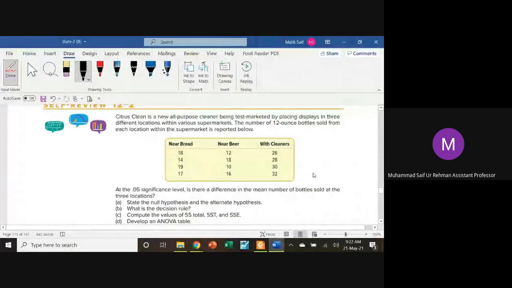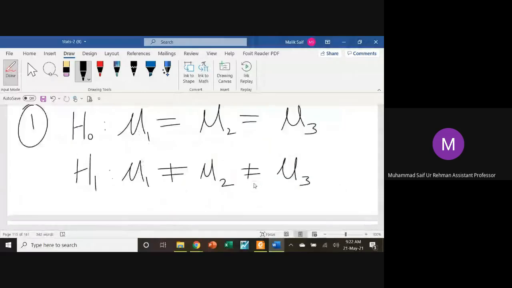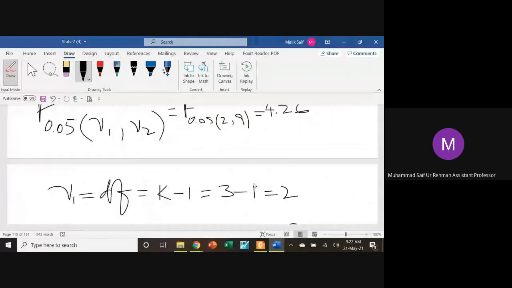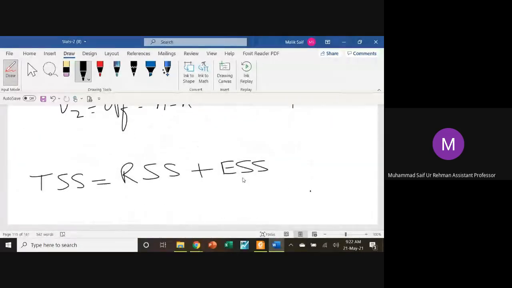And for error sum of square, the notation is SSE. So I'm writing it down as ESS, error sum of square. Similarly, total sum of square. Total sum of square means the total variation in the data. And RSS means sum of squares in treatments, meaning variation in the treatments.